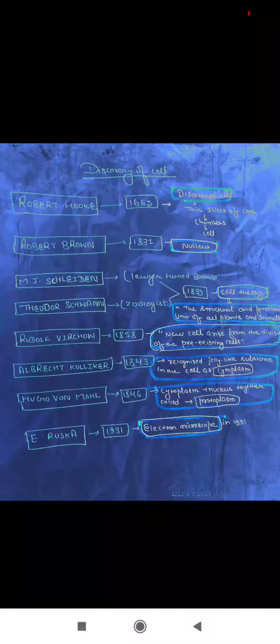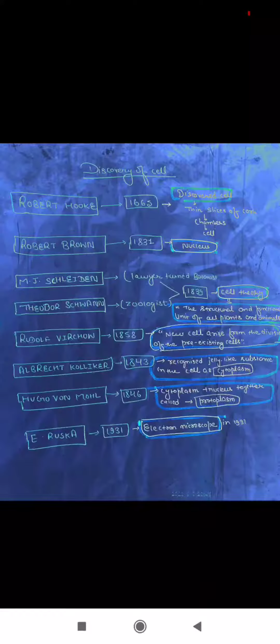Now Robert Brown comes into the picture. As we all know, he discovered the nucleus in the year 1831. Then after that, Schleiden and Schwann, Schleiden, who was a lawyer and then turned into a botanist, and Schwann, a zoologist, put forward the very well-known cell theory, which states that the cell is the structural and functional unit of all plants and animals.